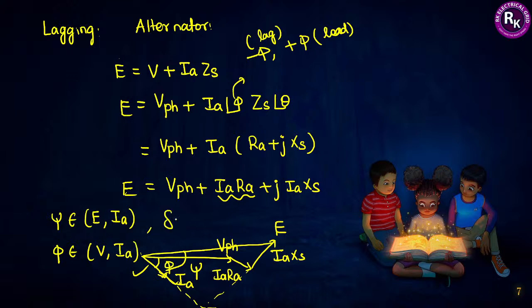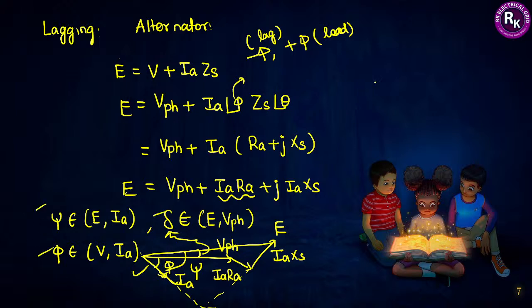Meanwhile, we have to talk about one more angle, that is called delta. This delta is called the power angle or load angle. Here we are defining delta between the induced voltage E and the terminal voltage V. So whatever the phase angle between E and V, that is simply called delta. So just remember these three parameters, because here you have to bring the relation.